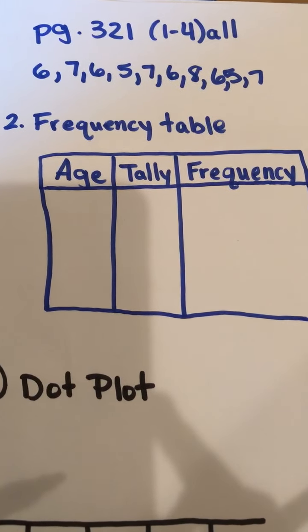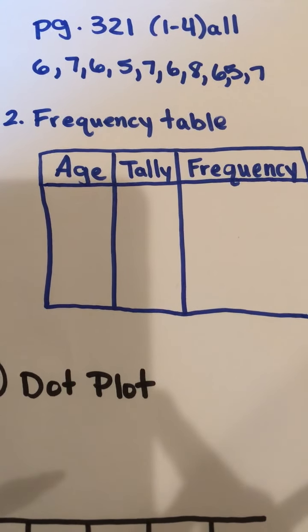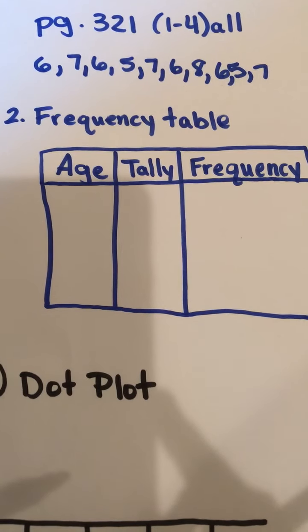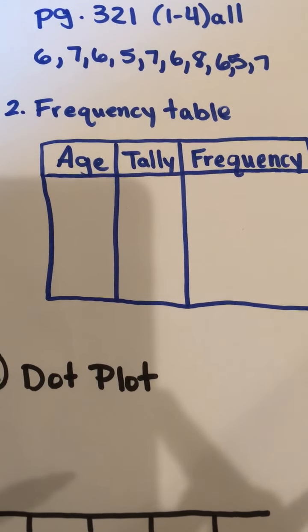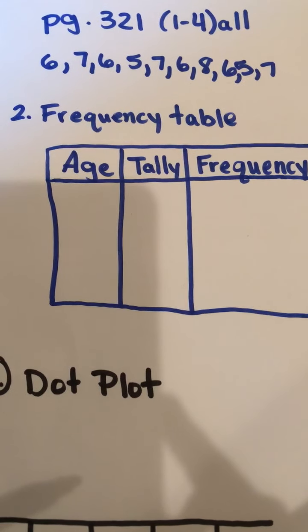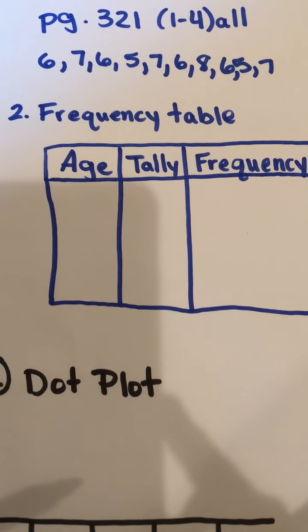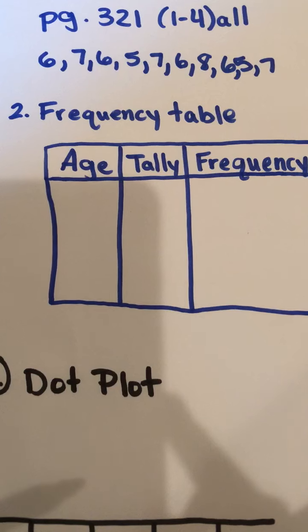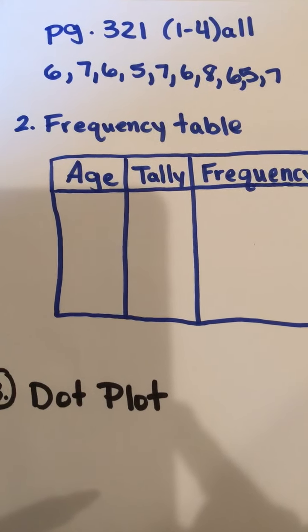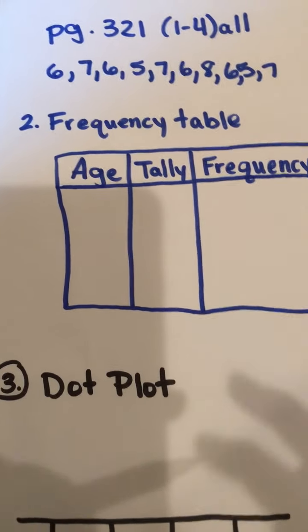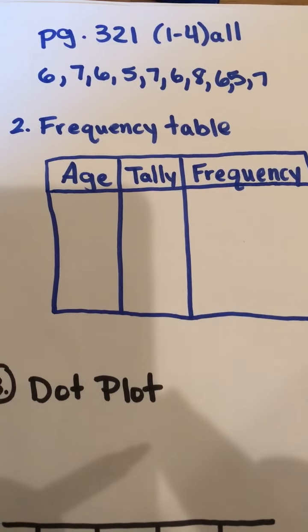This is page 321, 1 through 4 all, in the statistics packet, working with frequency tables and dot plots. Number 1 is the vocabulary question, and I want to revisit that after we do 2 through 4. It wants to know how a dot plot is similar to a frequency table.